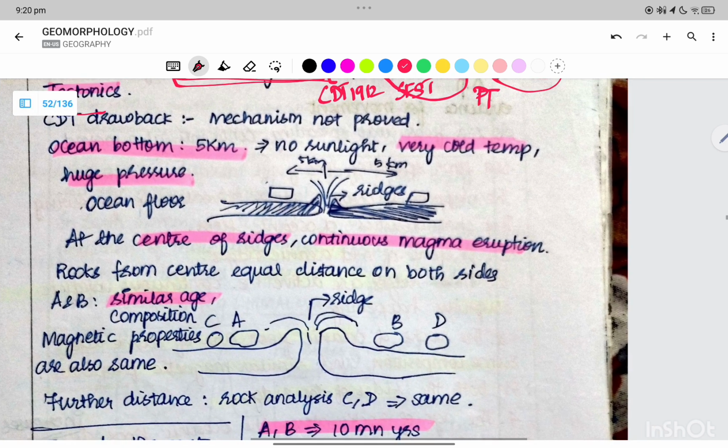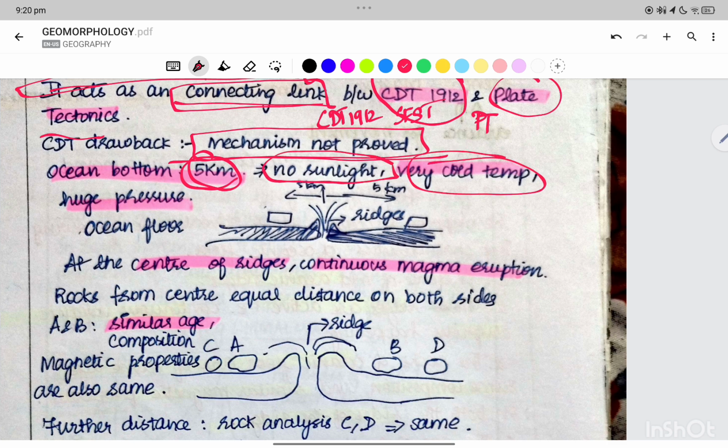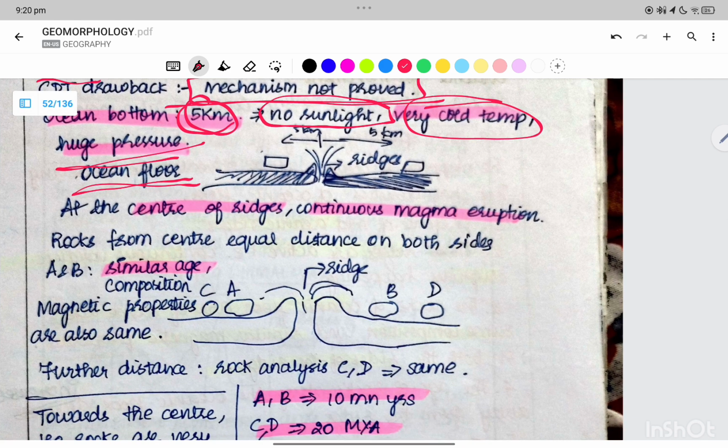The continental drift theory has a drawback: the mechanism is not proved. So the ocean bottom is 5 kilometers deep. It has no sunlight, very cold temperature, and huge pressure at the ocean bottom. The ocean floor has a ridge, and a ridge is nothing but a fault.